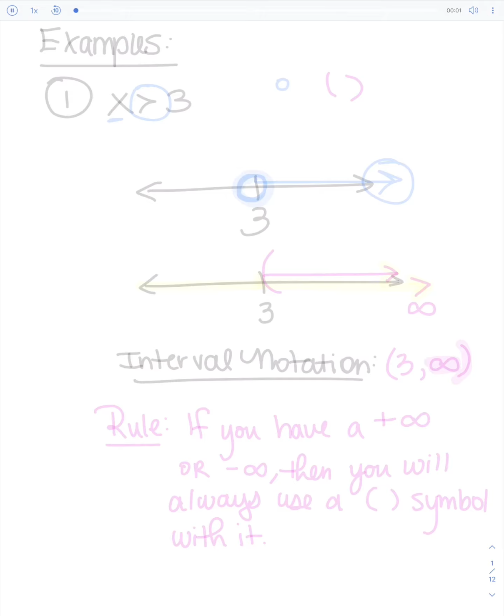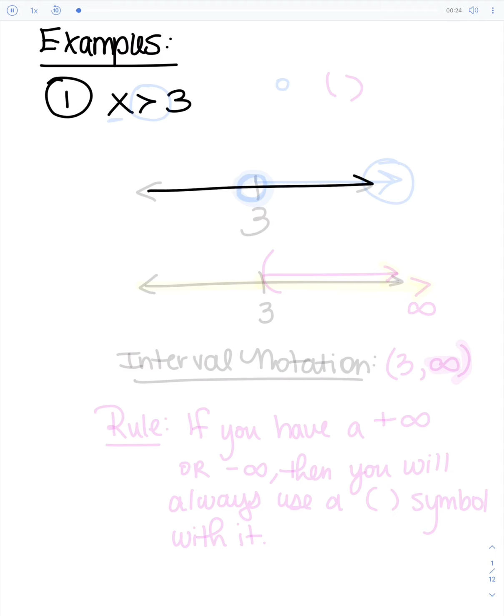Before we even really get into section 2.5, I'd like to talk about graphing inequalities. So let's talk about some examples of inequalities and how we graph them. A good example would be something like x is greater than 3. So here's a number line, here's our number 3.